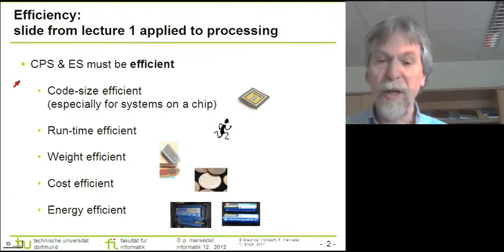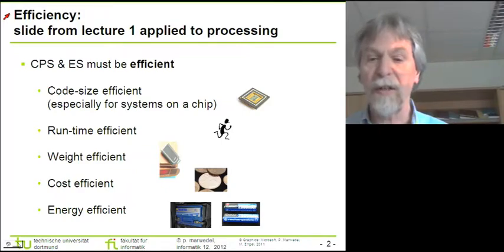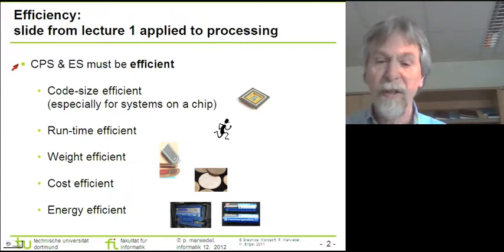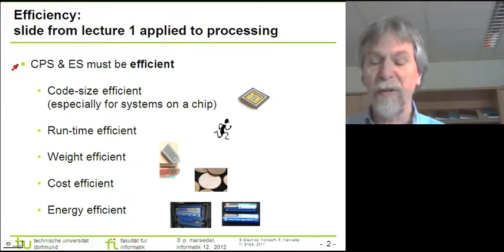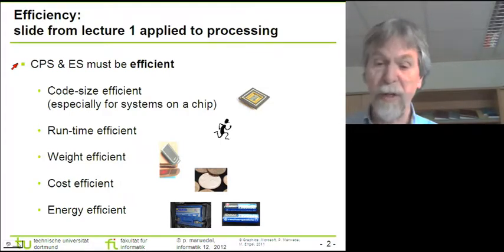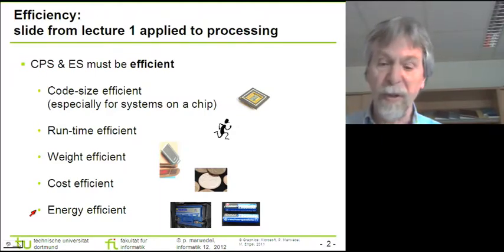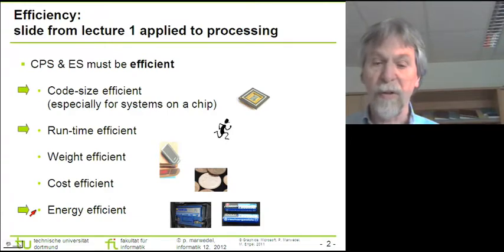Today I'd like to remind you of one slide that I did already show during the last lecture, and actually I did already show that in the very first lecture. This is a slide that tells you that cyber-physical and embedded systems must be efficient. And you should remember that this efficiency comes in a number of flavors: code size efficiency, runtime, weight, cost, and energy efficiency. And in the context of embedded processing, I'd like to focus on code size, runtime, and energy efficiency.